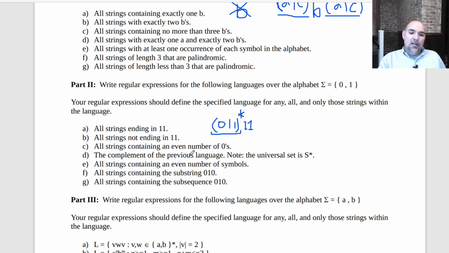Okay, all strings containing an even number of zeros. It doesn't say what order they're in, it just says there's an even number. It doesn't say how many ones there are, it just says even number of zeros. Now the complement of the previous language means all strings that are part of sigma star. The universal set is alphabet star. So all strings over this alphabet that do not contain an even number of zeros. So you'll have to think through that one.